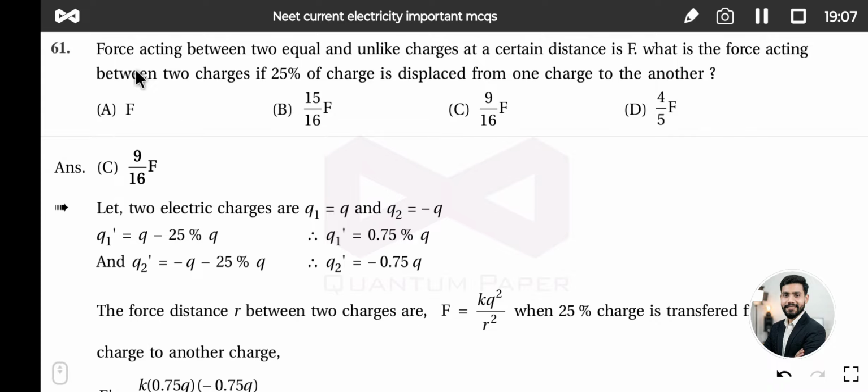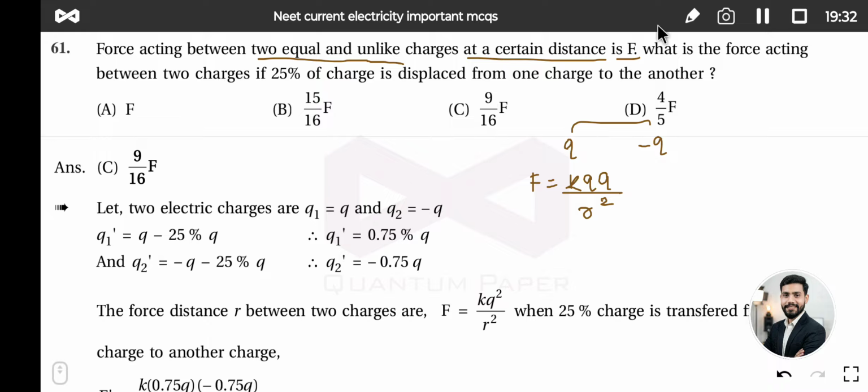Look at the next one. Force acting between two equal and unlike charges at a certain distance is F. So two charges are there, equal and unlike. Let's say the first charge is Q, the second charge is minus Q. The force between these two charges is F is equal to K Q1, that is Q, Q2 is minus Q. If you take the modulus, it is plus Q upon, let's say the distance is r, r square.